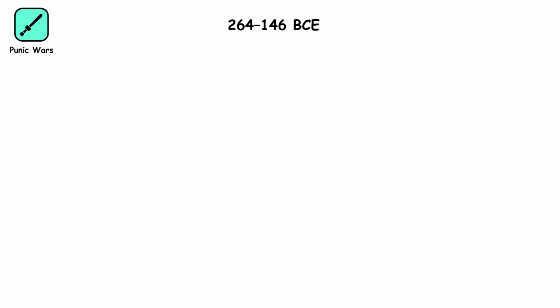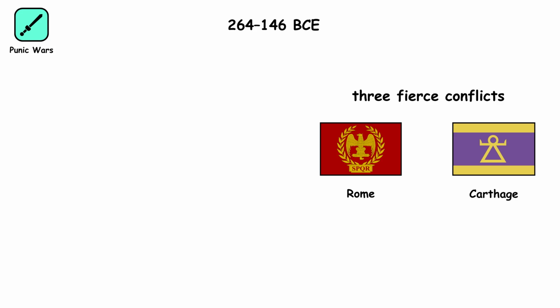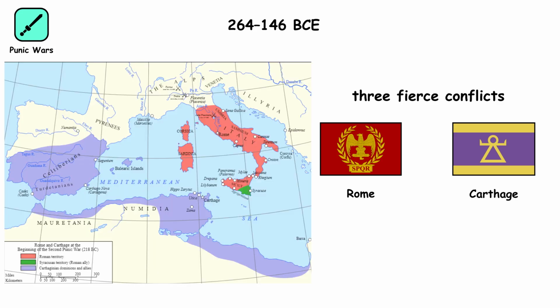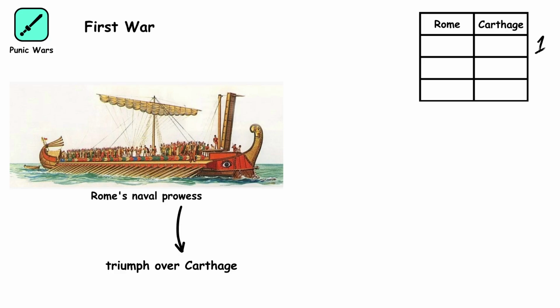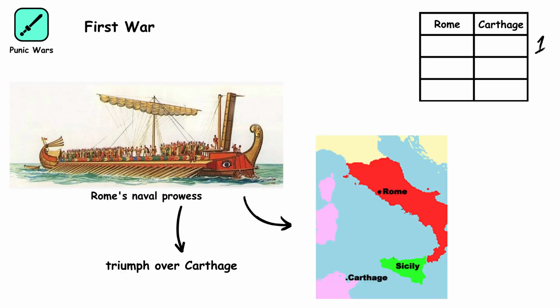Punic Wars, 264–146 BCE. The Punic Wars were a series of 3 fierce conflicts between Rome and Carthage for control of the Mediterranean. The First Punic War saw Rome's naval prowess triumph over Carthage, gaining Sicily.